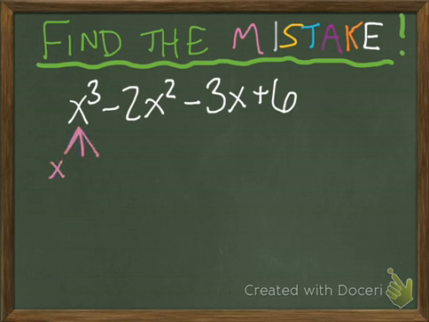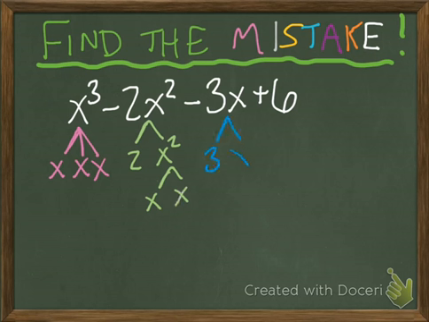I can break down x cubed into 3 x's. Okay, 2x squared is also pretty easy to break down. That's 2 times x squared, which is 2 x's. Our third term is 3 times x. That's pretty easy to break down also. And our last term is 6. 2 times 3 is 6.